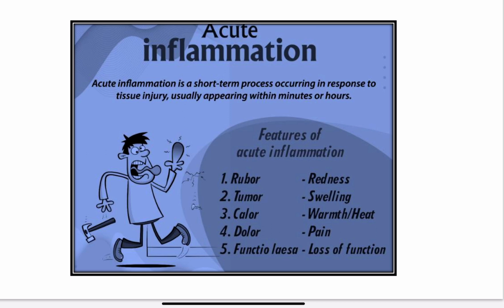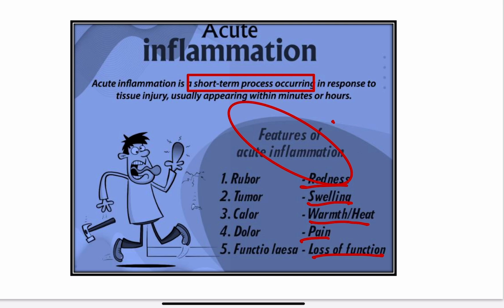Acute inflammation is a short-term process occurring in response to tissue injury. It may be due to infection, a physical agent, a chemical agent, radiation burn, or any type of injury to a specific area. The clinical features of acute inflammation are rubor, that means redness, then swelling, warmth or heat, pain, and loss of function. They are the most important features.